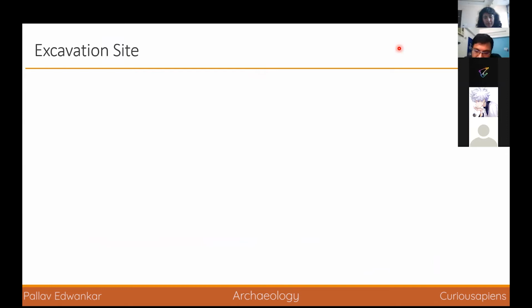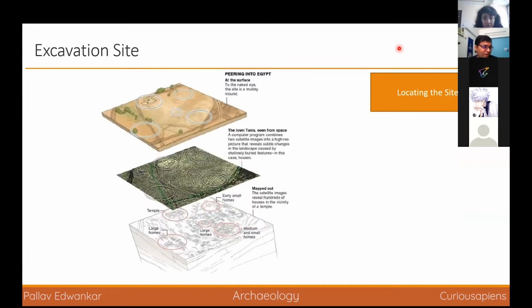The most important part of any archaeological site is the excavation site. So now we'll go to the question: how do you locate one? There are many different ways of locating a site. What happens is sometimes some farmer is digging for his farm and he finds something. Then he tells the archaeologist that he has found something, and then the team of archaeologists will dig at the site.